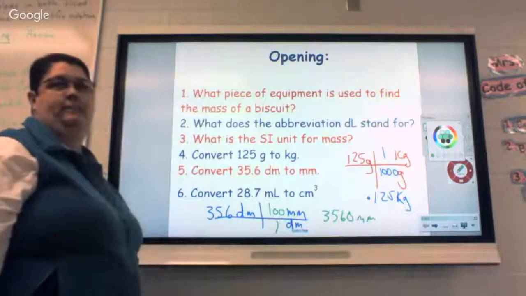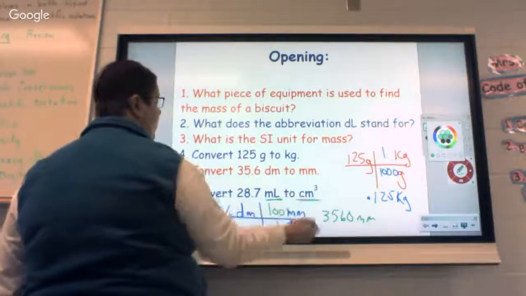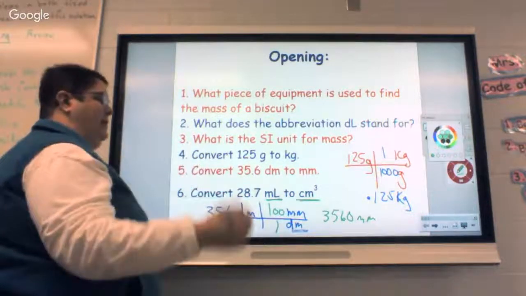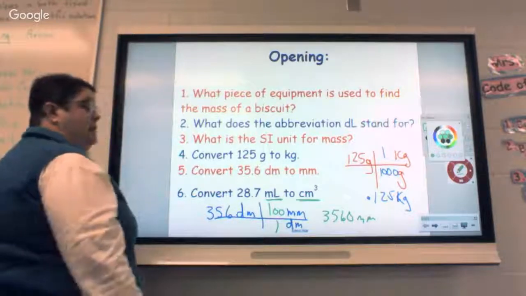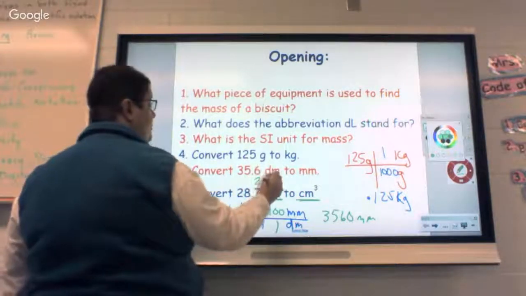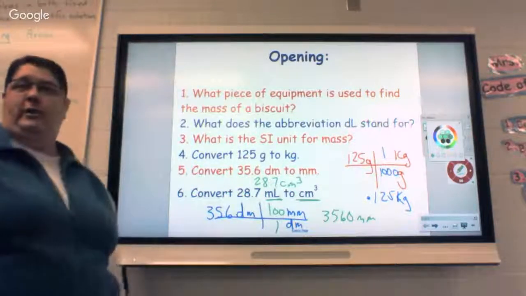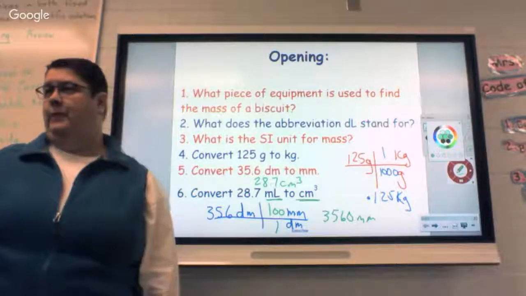Questions about those? All right, the last one. What can you tell me about a milliliter and a centimeter cubed? They're the same. So the answer is 28.7 centimeters cubed. There's no need to draw a chart because they are one and the same.